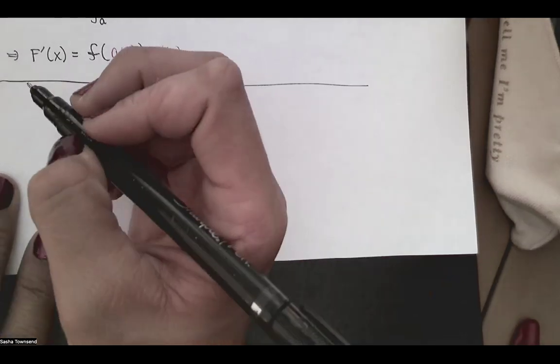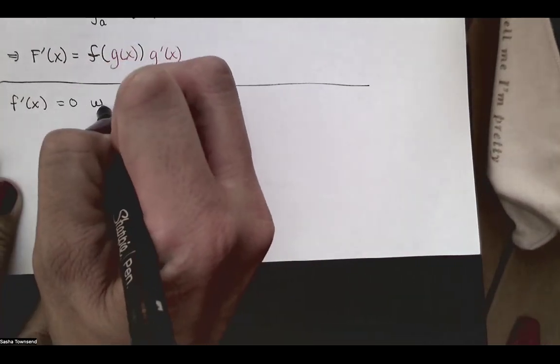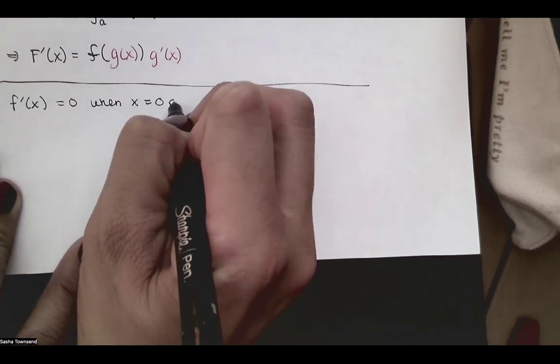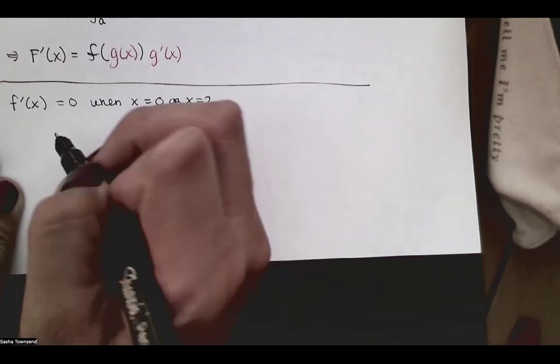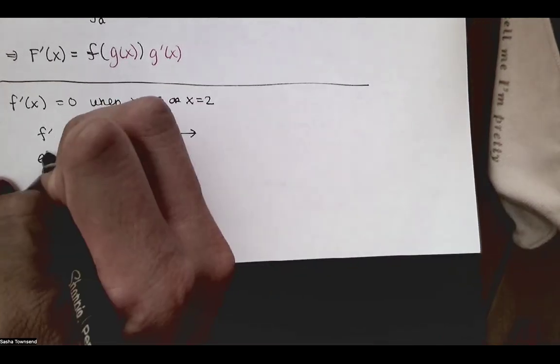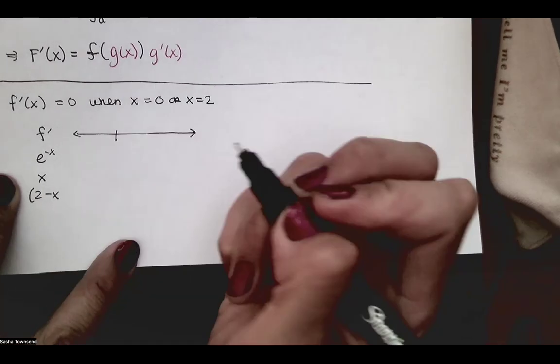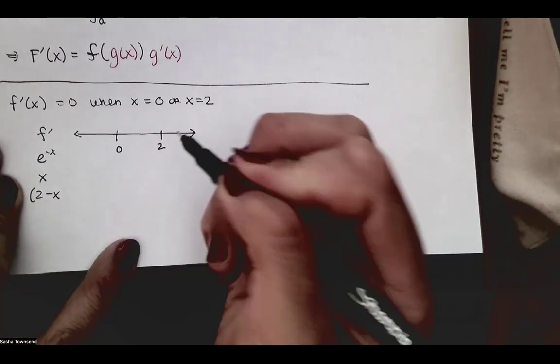Sorry, that's very different. So we have f prime equals 0 when x equals 0 or 2. And f prime is the product of e to the negative x and 2 minus x. So we'll create a sign chart for f prime.